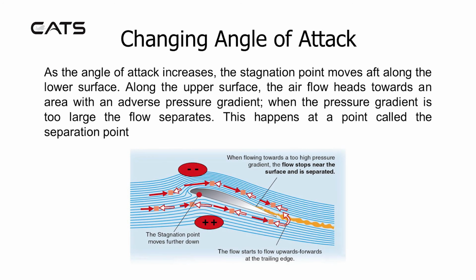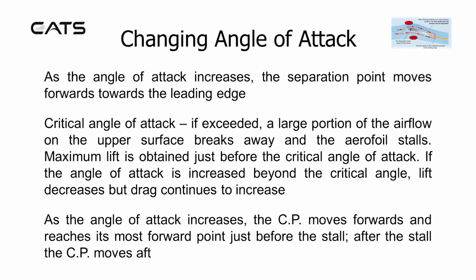Changing angle of attack. As the angle of attack increases, the stagnation point moves aft along the lower surface. Along the upper surface, the airflow heads towards an area with an adverse pressure gradient. When the pressure gradient is too large, the flow separates. This happens at a point called the separation point. As the angle of attack increases, the separation point moves forwards towards the leading edge.